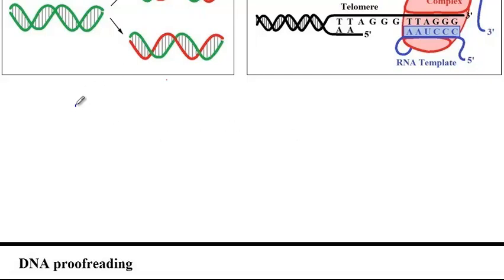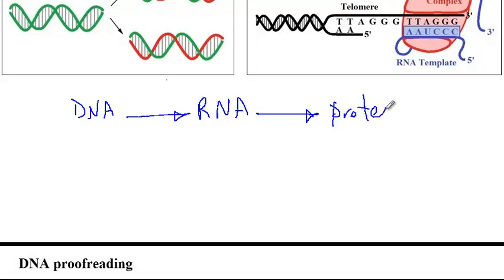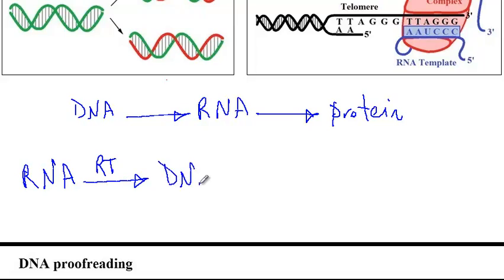We know how DNA, via the transcription process, is converted into RNA, and now RNA, via the translation process, is converted into protein. Now, if you have the HIV virus, via the reverse transcriptase enzyme, it will first make DNA and then RNA and protein.